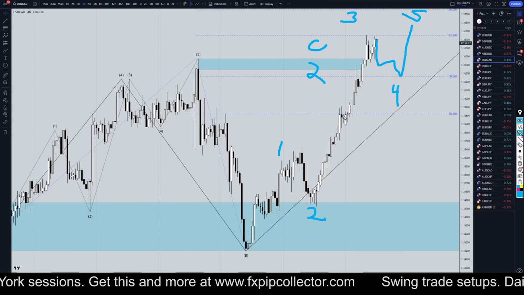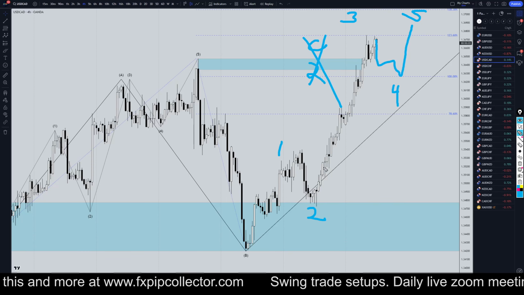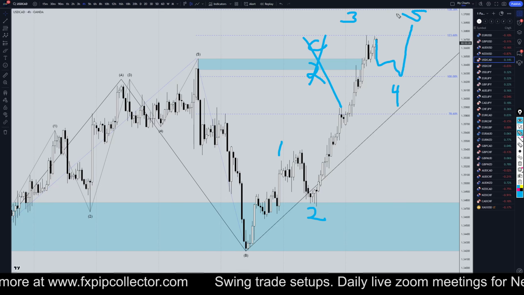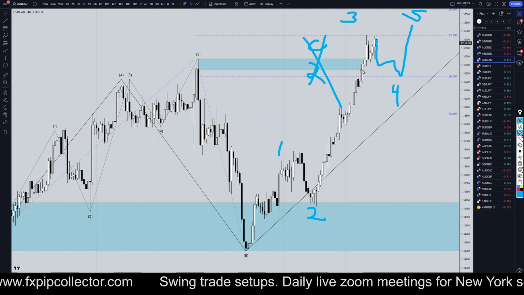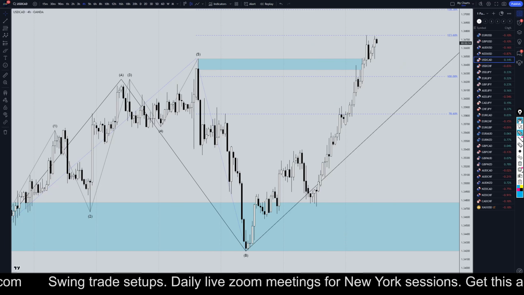And like I always say, if I'm looking for longs and I'm wrong about this being a wave C of 2, and instead it just keeps on continuing the uptrend on the higher time frames, if anything, I would probably make more money trading like that than I would if it really was a wave C of 2.